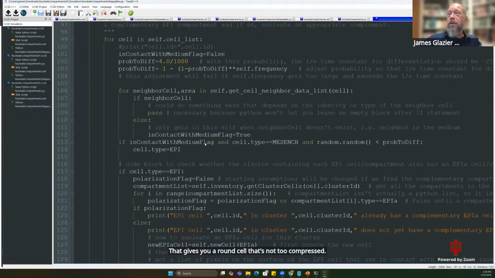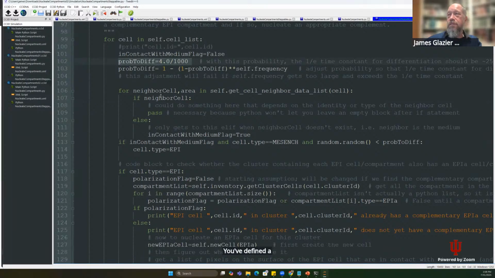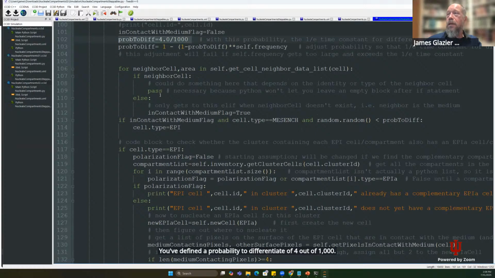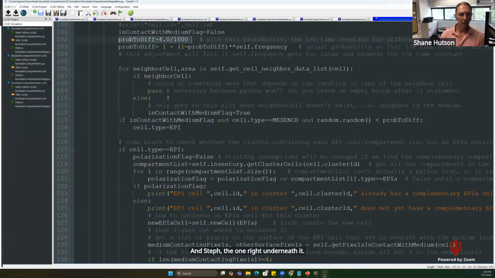Okay, and now here we have, for cell in self.cell_list, you've defined a probability to differentiate of 4 out of 1,000. And now we're in the step function right underneath it, right? If you're not calling the steppable every step, if you're only calling every 10th or every 50th, right? If frequency is something besides 1, then it changes the probability, so we get the same behavior regardless of how often we call the steppable.